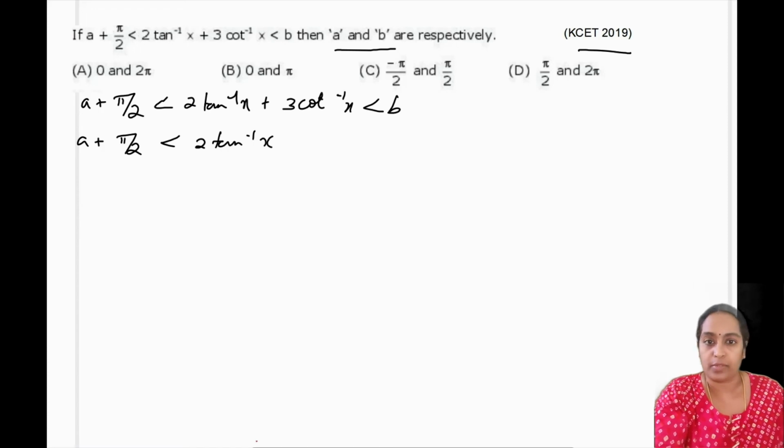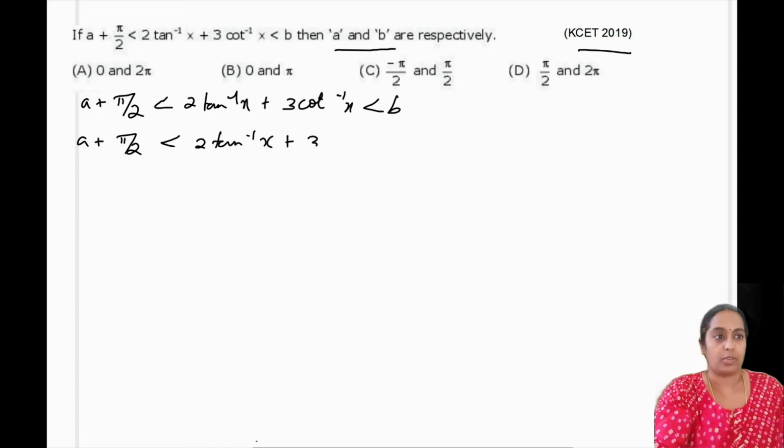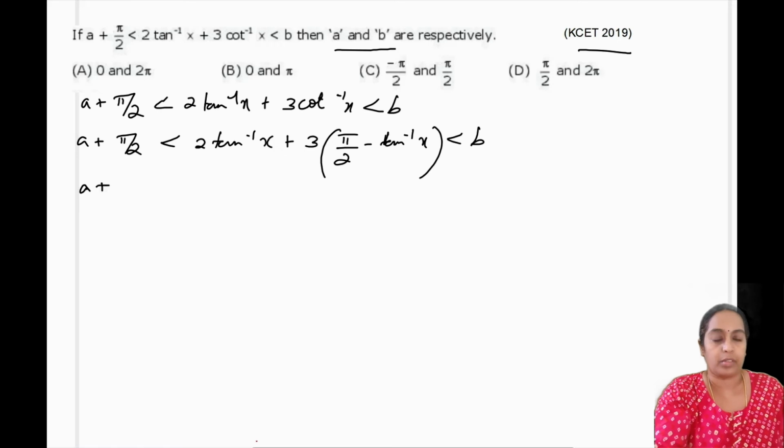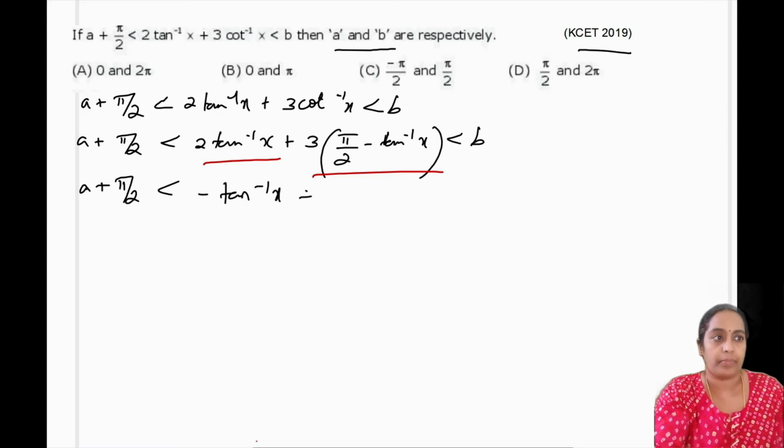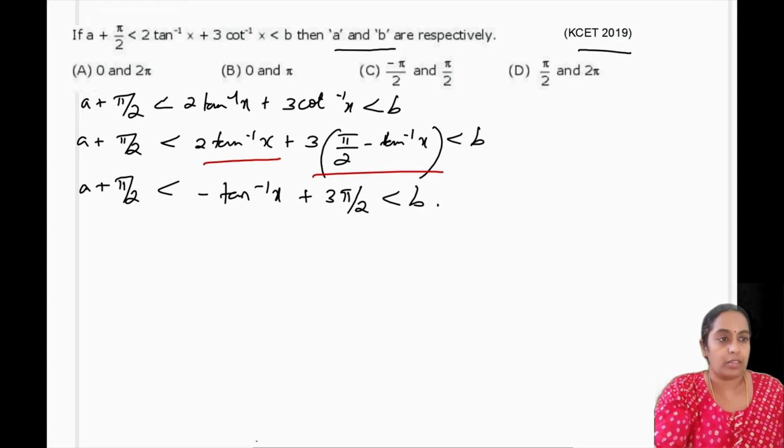So here a plus pi by 2 less than 2 tan inverse x plus 3 cot inverse x less than b. This cot inverse function we will change to tan inverse function. So that is going to be 3 multiplied with pi by 2 minus tan inverse x. So we have here 2 tan inverse x and minus 3 tan inverse x. So this will become minus tan inverse x plus 3 pi by 2 less than b. So now we have this 3 pi by 2, and in order to eliminate it, we need to add minus 3 pi by 2 throughout the inequality.